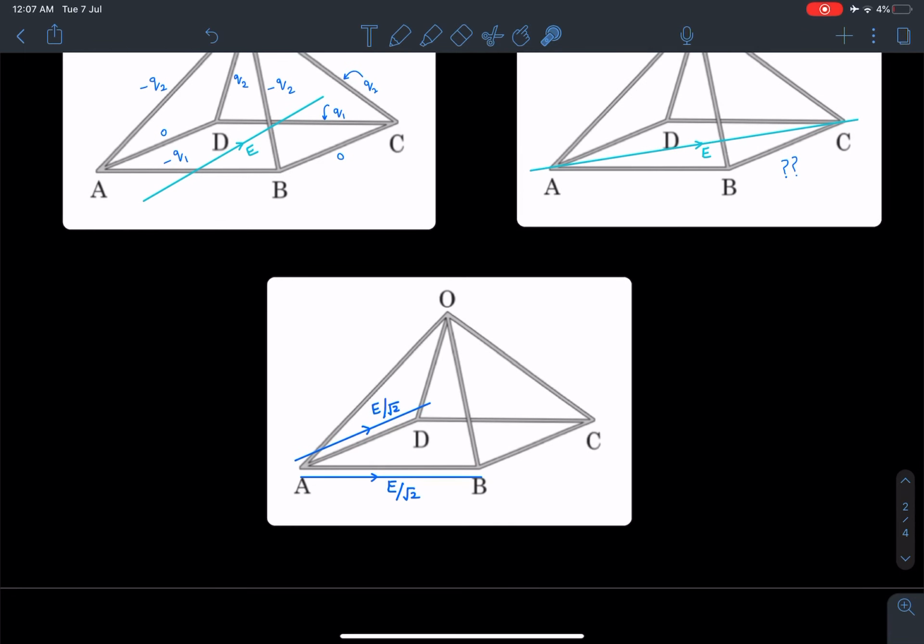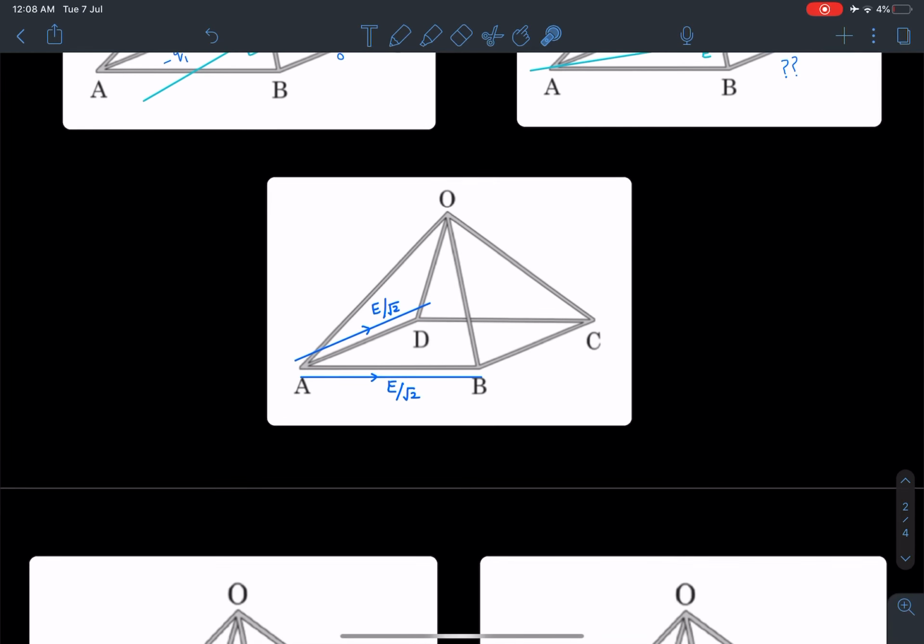Further, now this situation, if we take AD alone, this situation will resemble the diagram 1. Similarly, if we take this alone, this will resemble the diagram 1. Only difference will be instead of E, now we are dealing with fields E by root 2 and E by root 2 here.